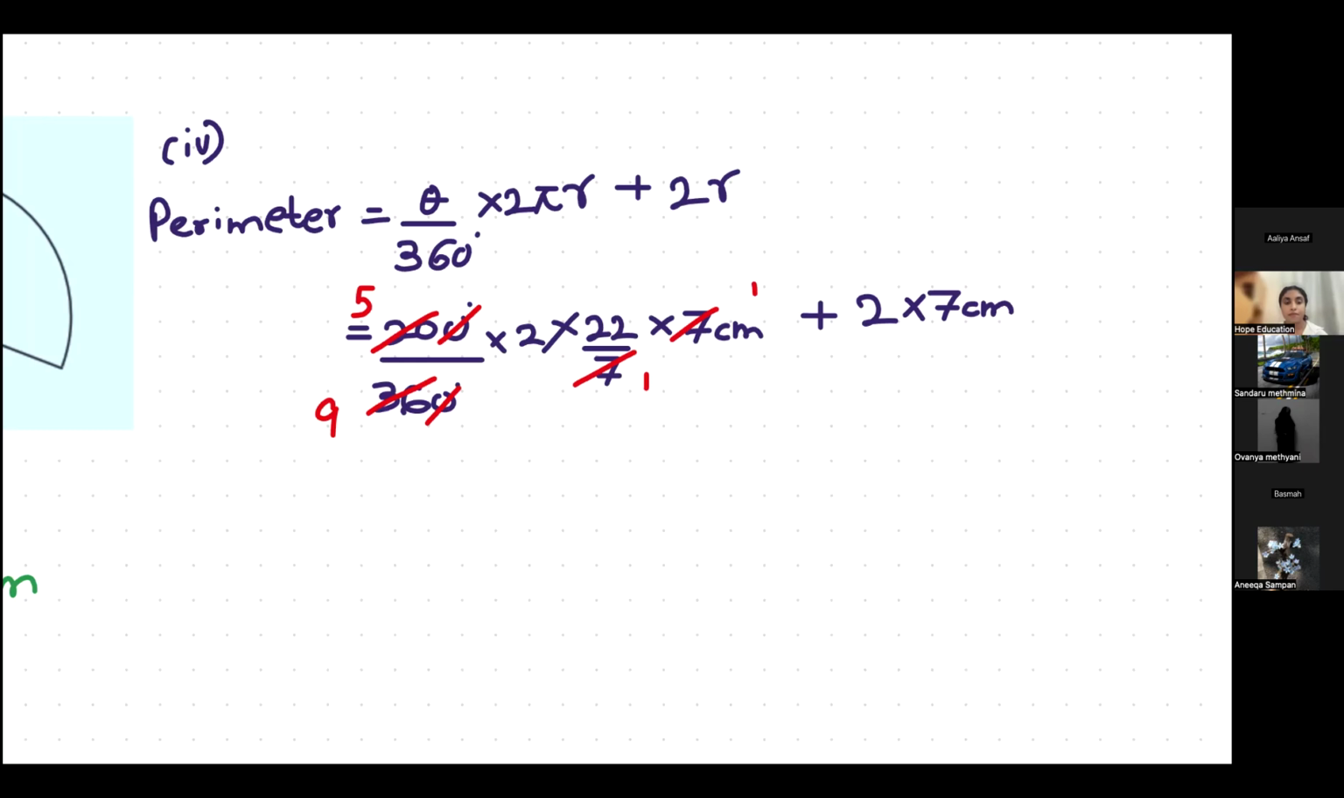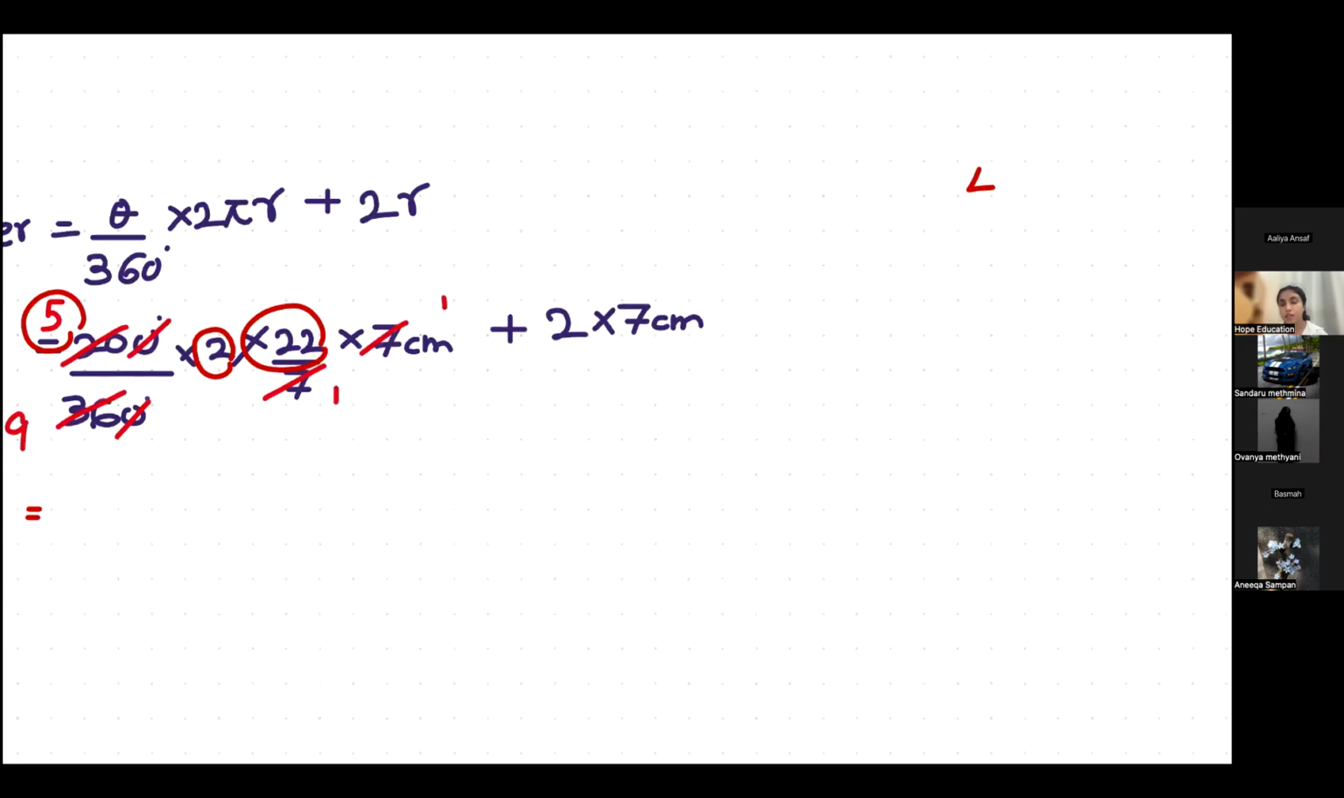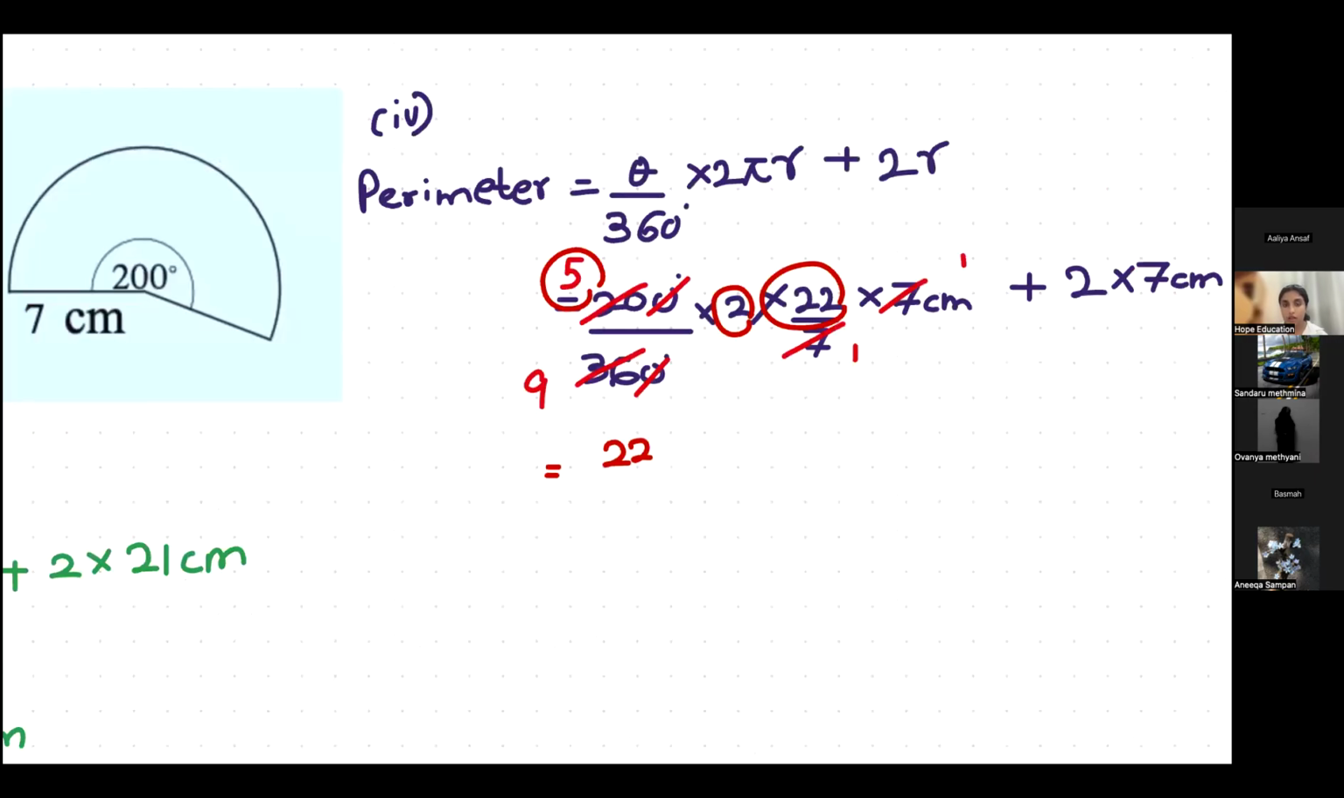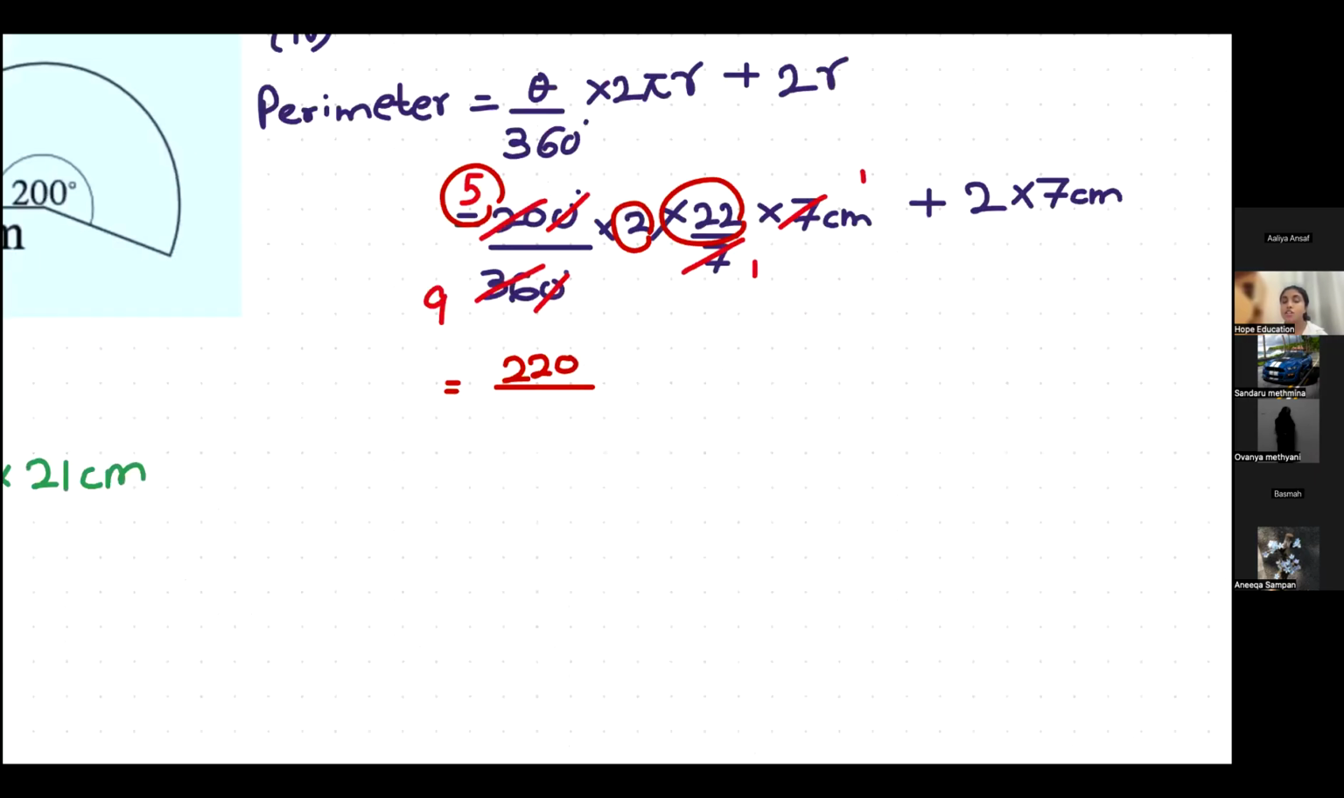Okay. Now here we have 2 times 22. 2 times 22 is 44. 44 times 5. Let's see. 5 times 4 is 20. 2 remaining. 5 times 4 is 20. Plus 2 is 22. There are 220. Underneath there is only 9. So there is 9. Then plus 2 times 7 is 14. Now 220 I'm going to divide by 9.